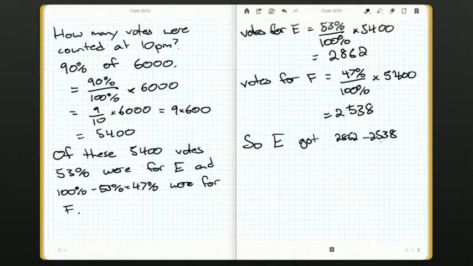Well, we're asked how many more votes did E get than F, so we need to take the difference between these two. So he got 324 more votes than F.